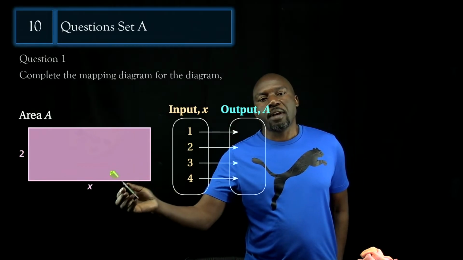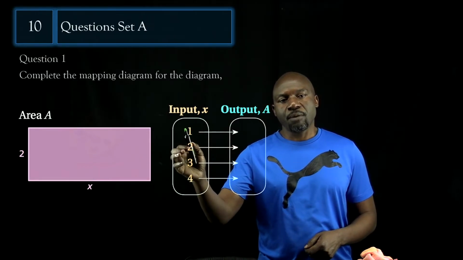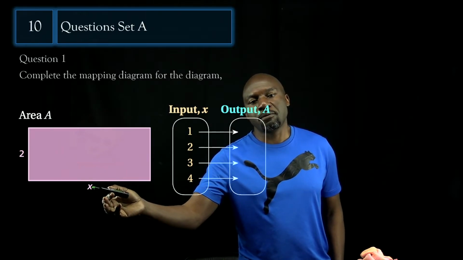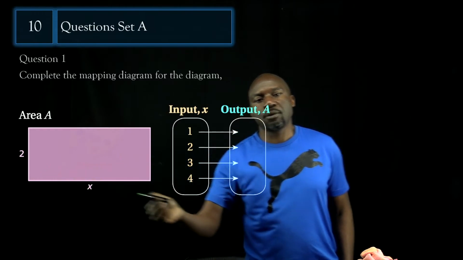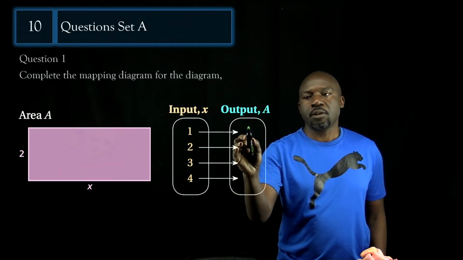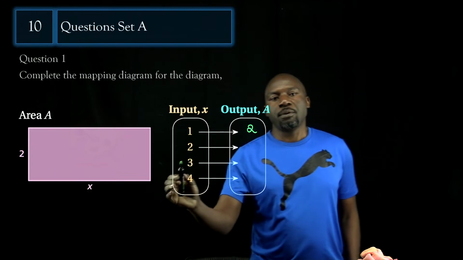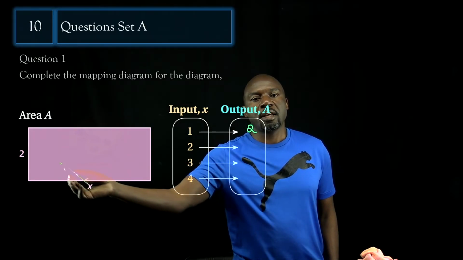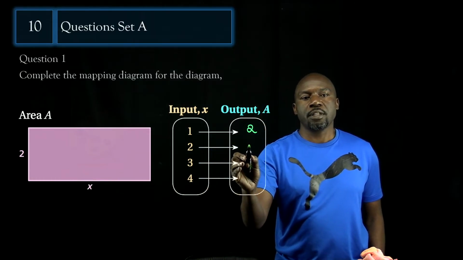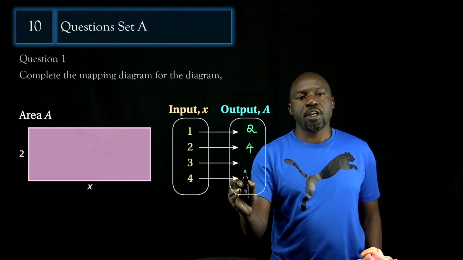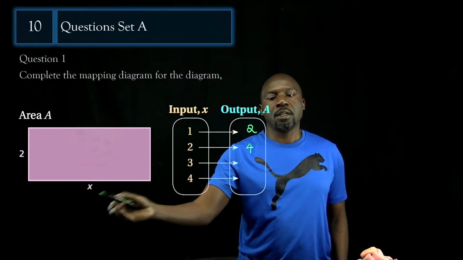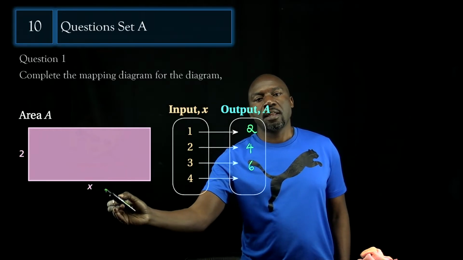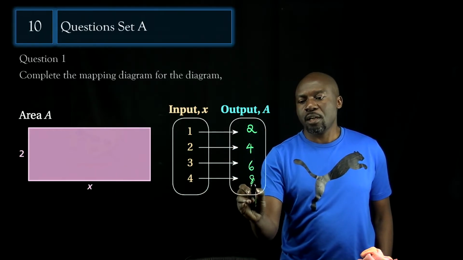So if we make x equal to 1, an input of 1 there makes the area 2 times 1. So the area here is going to be a 2, right? If we change x to 2, then the area is going to be a 4. If we change the length to 3, the area is going to be 6. And if we change the length to 4, the area is going to be an 8, like that.